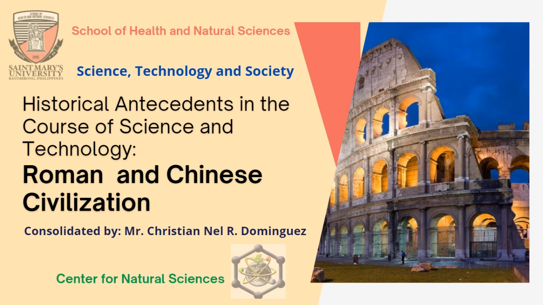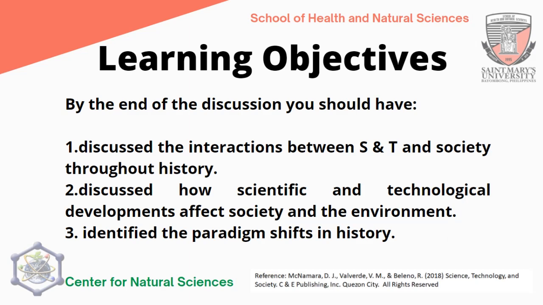Okay, so today in class we are going to have our discussion on the historical antecedents in the course of science and technology, specifically the Roman and Chinese civilization. By the end of the discussion, you should have first discussed interactions between science and technology and society throughout history, discussed how scientific and technological developments affect society and the environment, and lastly, identified the paradigm shifts in history.